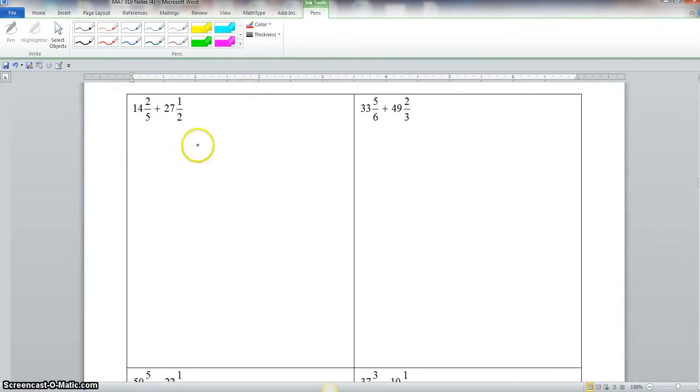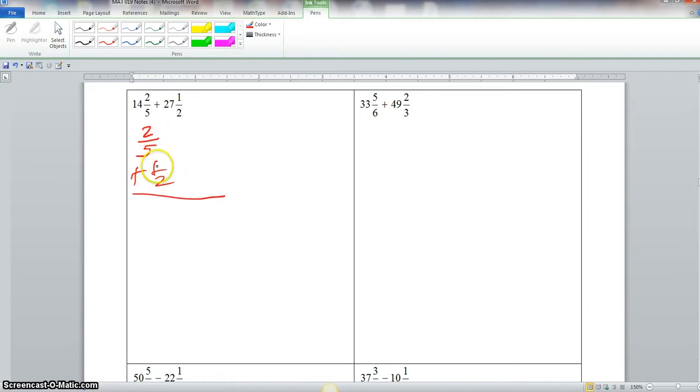So why don't we try this with addition? Now, this method I'm about to show you only works with addition, and we'll get to what you would do with subtraction. What I would suggest you do is first just add up the fractions. Don't even concern yourself with these whole numbers for right now. So we would take 2/5 plus 1/2.